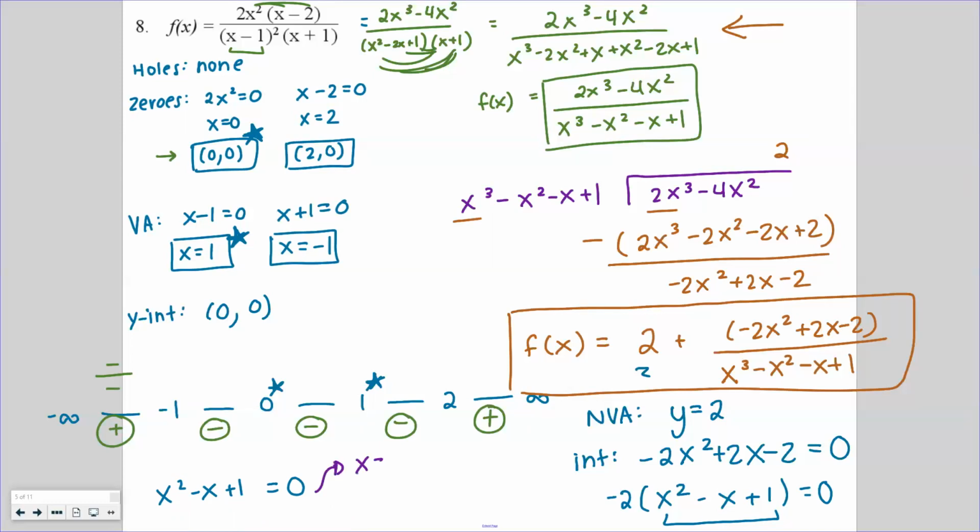So x is equal to opposite b plus or minus the square root of b squared minus 4ac all over 2a. Quadratic formula to solve for x. What happens is we see this, 1 plus or minus the square root of negative 3 over 2. We've got a problem. Can't take the square root of a negative number.